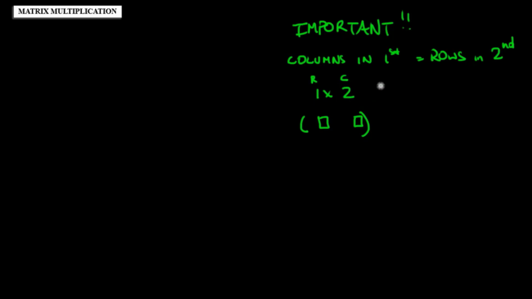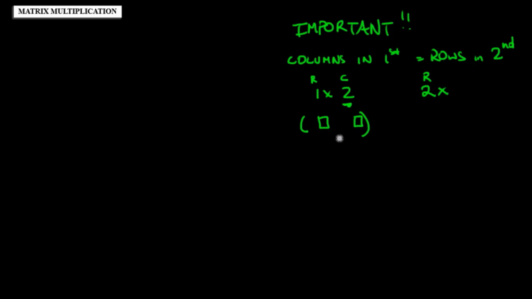Then I can only multiply it by another matrix that is going to have two rows in it. It has to be equal to the amount of columns in the first. So it would have to be a 2 by something. It doesn't matter what it is. It could be a 2 by 1, 2 by 2, 2 by 8. It doesn't matter. But the amount of rows in the second one has to be equal to the columns in the first. Now let me see if you get the idea.